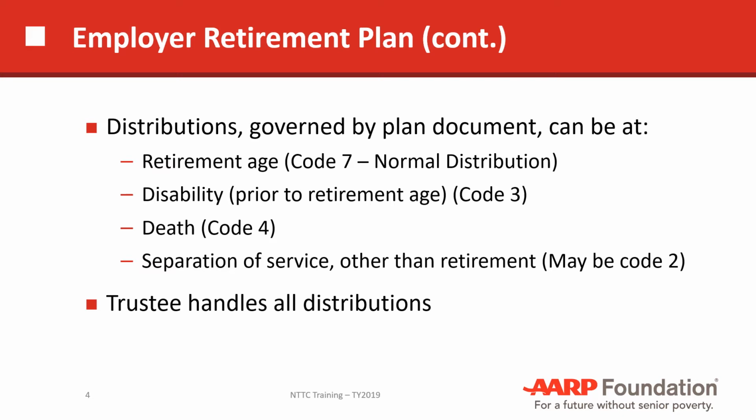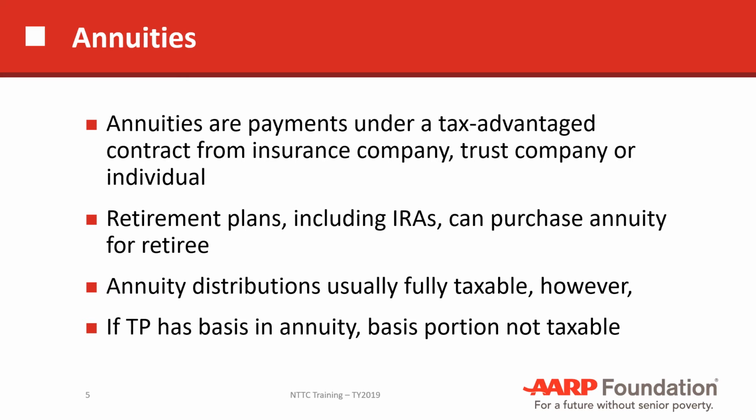You also need to know that the trustee handles all distributions. So the distributions are always paid out by the trustee. Let's talk about annuities. Annuities are payments made under a tax advantage contract from either an insurance company, a trust company, or perhaps even an individual. Retirement plans, including IRAs, do have the ability to purchase annuities for retirees that would keep them strictly within those plans. So the IRA may have an annuity inside of it. The employer retirement plan may have an annuity inside of it.